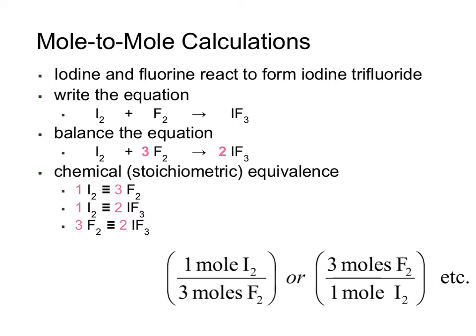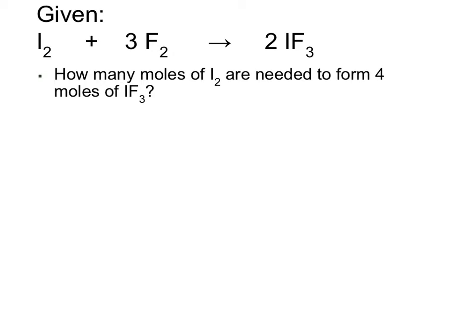Remember that conversion factors can be set up however you need in order for your calculation to work out. For instance, we can talk about 1 mole of I2 for every 3 moles of F2, or we could write that as 3 moles of F2 for every 1 mole of I2. It will just depend on what you're looking for in your calculation, how you set that up. So let's look at some examples of how we'll use this.